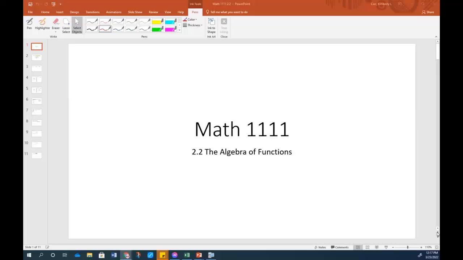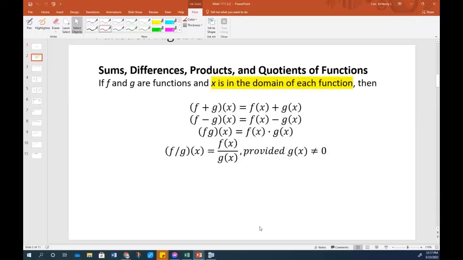We're going to be talking about the algebra of functions, which means we're going to take algebra functions and then we will add and subtract, multiply, and divide them. So it just gets a little bit more involved. The very first thing we have here is notation.